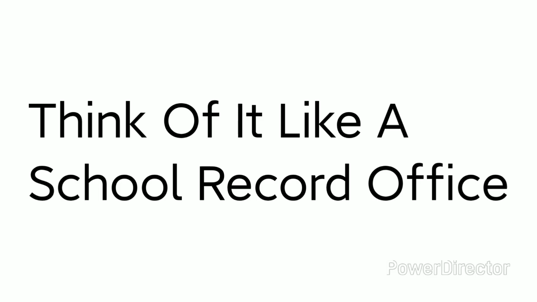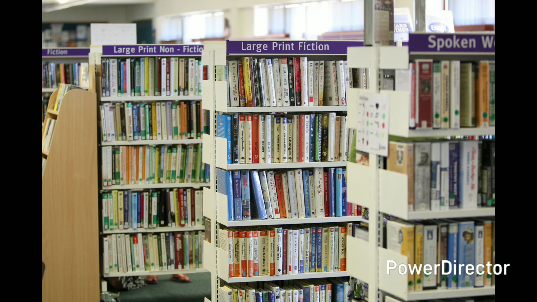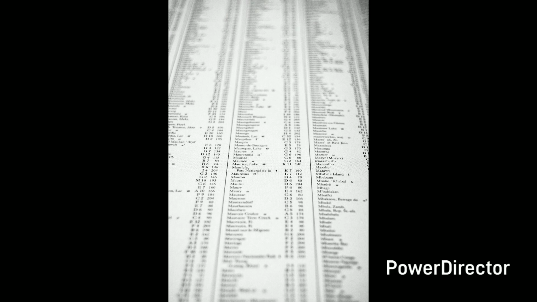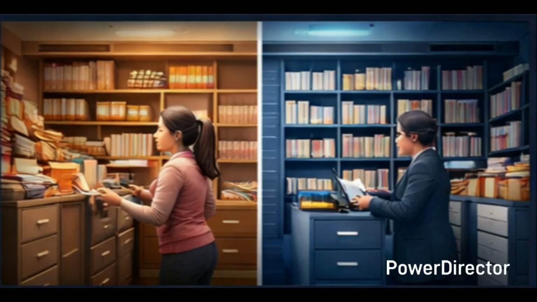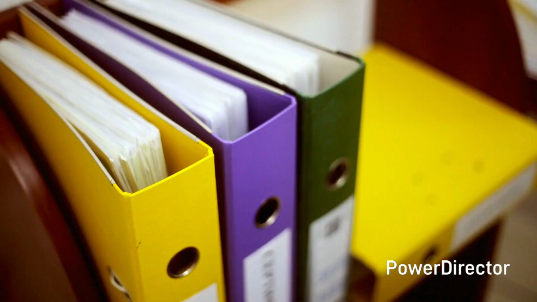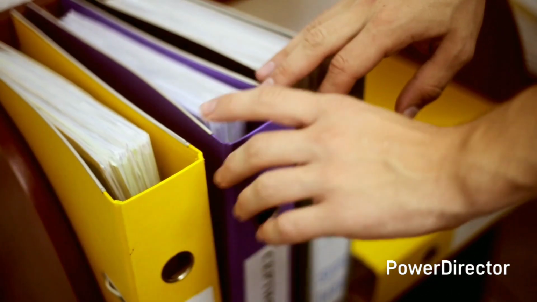Let's make this visual. Imagine your school has a records office. Inside it, every student has a file. Each file contains name, age, class, grades. Now imagine 10,000 students. If everything was just thrown randomly into a room, finding one student would take hours. So what do they do? They organize it into tables.